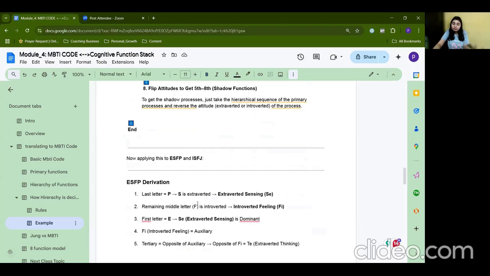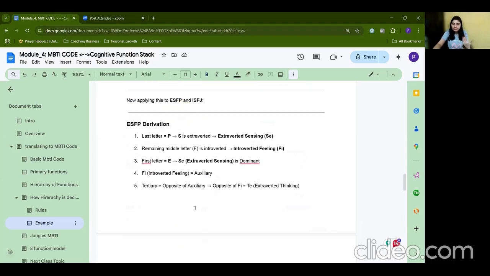So again, I'll explain it with 2 different examples. Let's see the derivation of ESFP. For ESFP, the last letter is P, so that's perceiving. It is going to decide the perceiving function that you tend to extrovert in the world. The perceiving function is the second letter, S or N. Right now it's S, sensing. So this determines that they tend to use extroverted sensing.